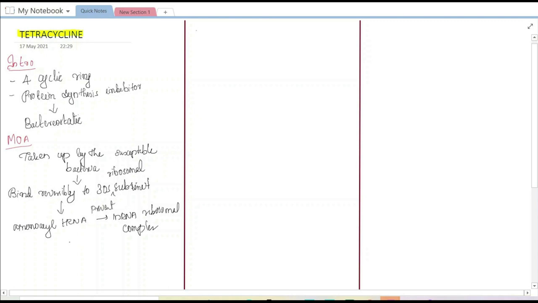So what happens then? By preventing the binding, it prevents the addition of what? Amino acid to the growing peptide chain. We know the simplest unit of proteins are amino acids. So once the addition of the amino acid to the growing peptide chain is inhibited, the protein is not synthesized, right? Hence it inhibits bacterial protein synthesis, thereby giving a bacteriostatic effect. That is about the mechanism.